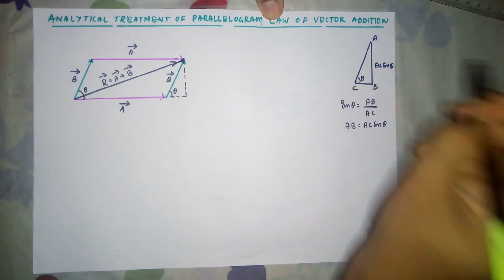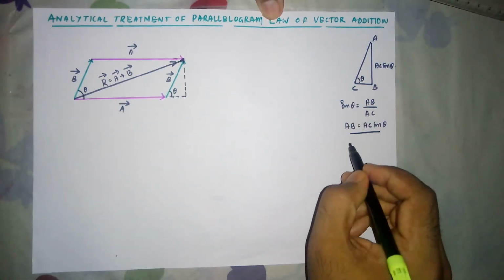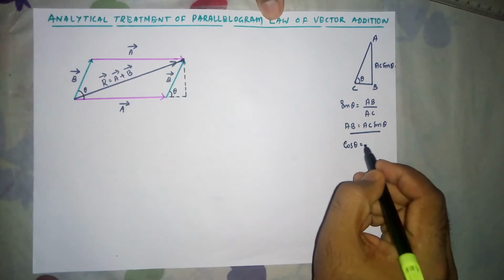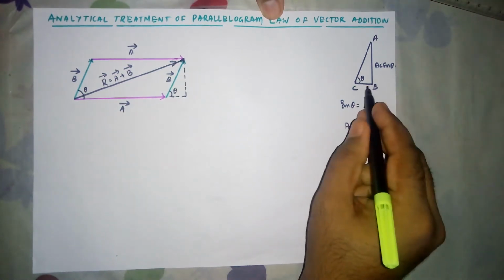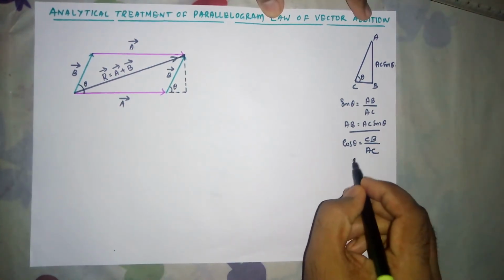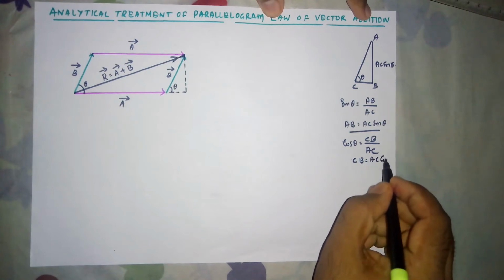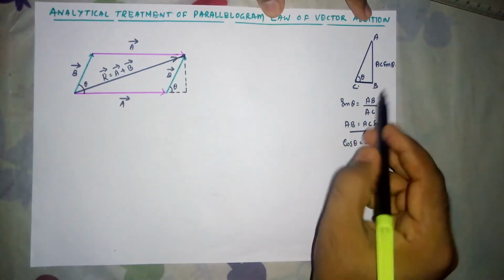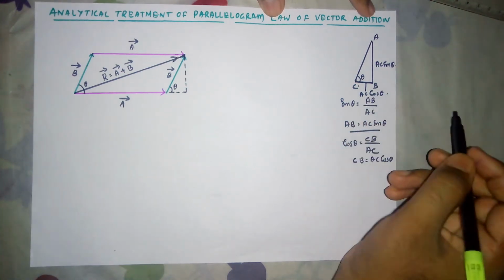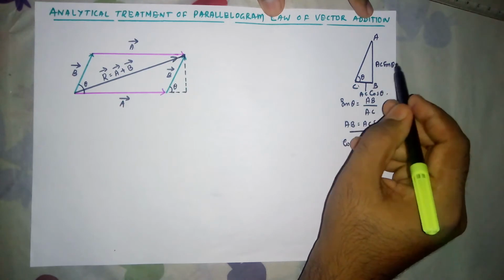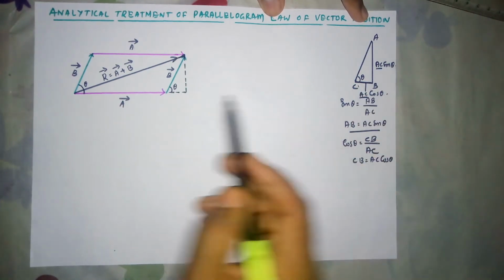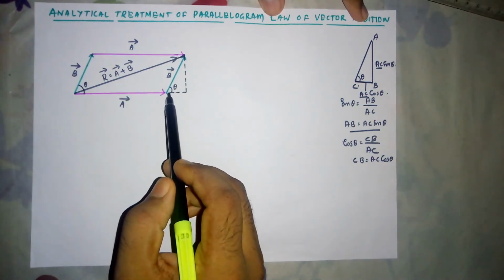In the same triangle, if I apply cos theta, it is equal to the adjacent side by the hypotenuse. The adjacent side is CB, and CB divided by the hypotenuse AC. So CB is equal to AC cos theta. So this is CB, and this will be AC cos theta. So I have written this side in terms of the hypotenuse, and this side also in terms of the hypotenuse.